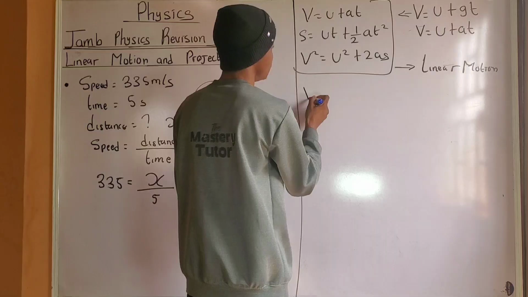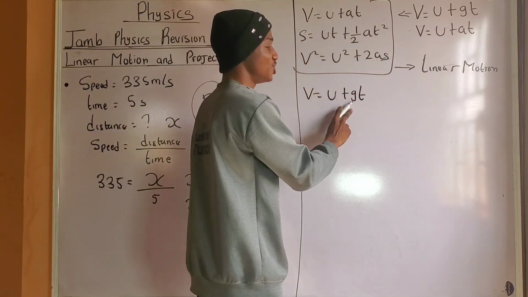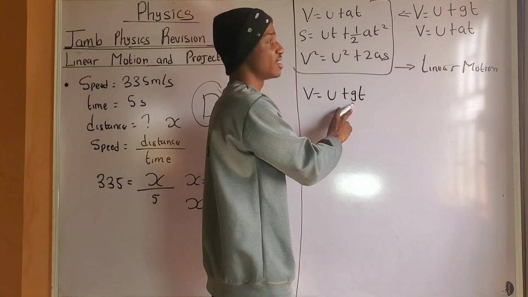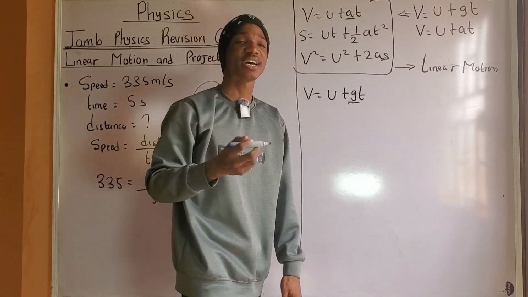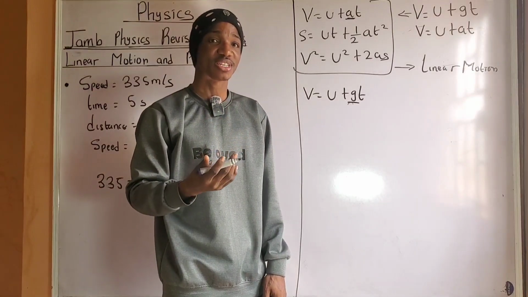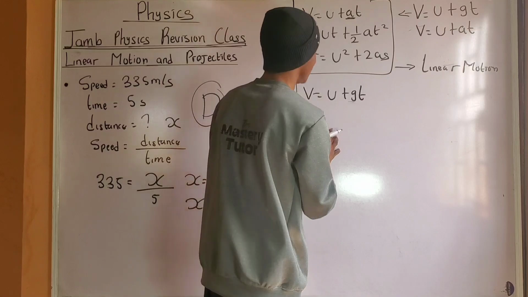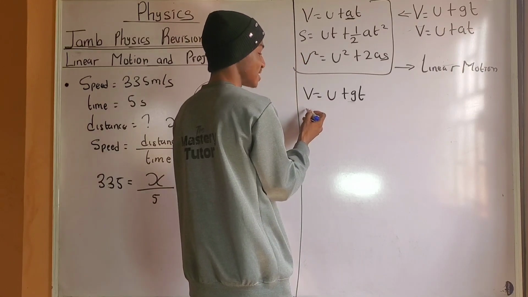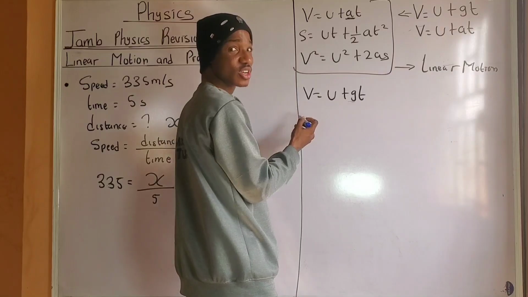Okay. That is V equals to U plus GT. The A here changes to G. Are you getting it? The A, which is for acceleration, the acceleration that we are talking about under equation of motion under gravity is acceleration due to gravity. Do you understand? That is why we represent it as G. Do you understand? Okay. The second one is S. S changes to H. You understand?